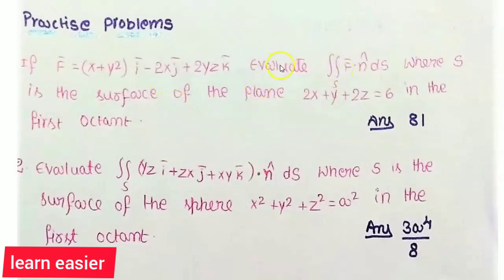So you have to follow the same steps. The first step is you have to find the normal vector for this plane, and then the unit normal vector n cap, and find the dot product of f bar and n cap. Then ds is dx into dy by mod k bar dot n cap, if we consider the projection of the surface of the plane on the xy plane. And then finally find the surface integral of f bar dot n cap ds, and you can get the answer 81.